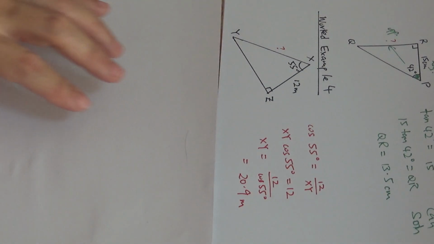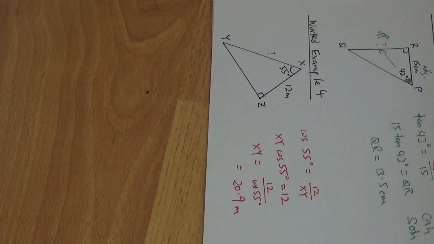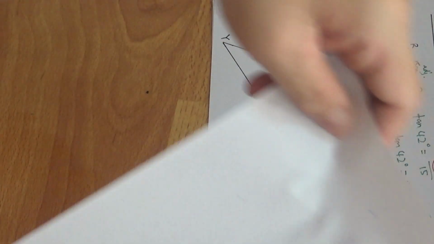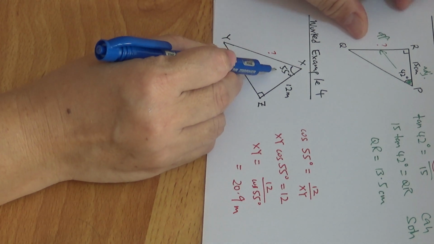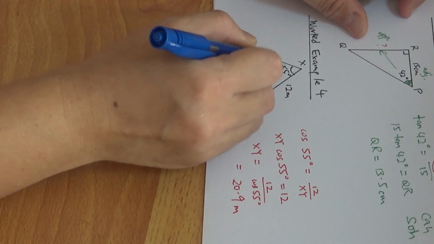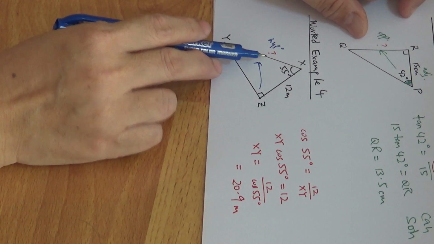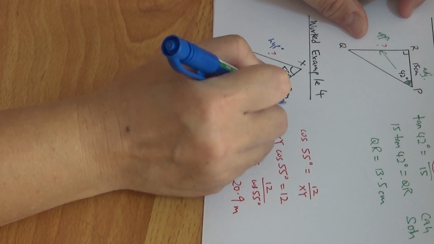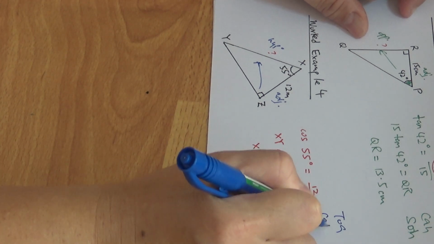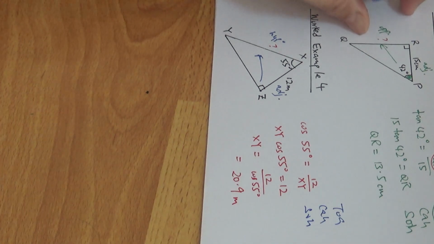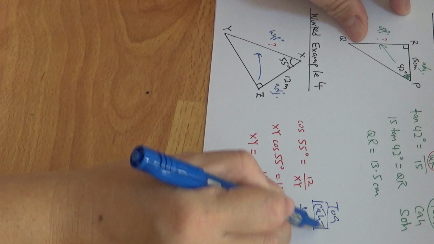Now I'm moving on to example 4 and we are using exactly the same concept. Okay, now let us take a look. Now for this question, 55 is given. Now this is the hypotenuse because it's opposite the right angle. This is the adjacent side of 55. So adjacent, hypotenuse, if I apply SOH CAH TOA, adjacent, hypotenuse, I must use cosine.